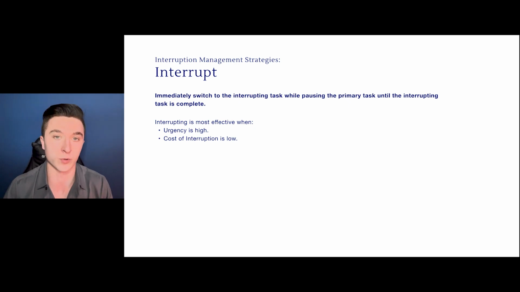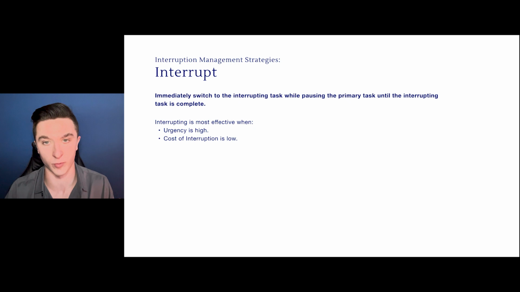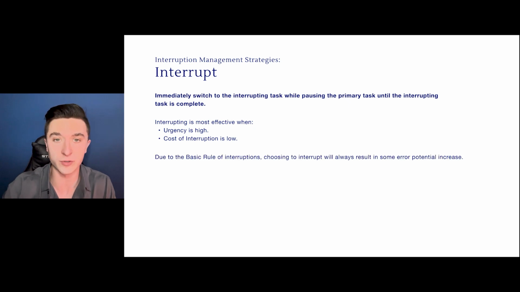So interrupting is the course of action that we typically think of when we visualize an interruption, right? We stop what we're doing to go handle whatever interrupted us, and then we come back to what we were doing before. However, we have to remember the basic rule of interruptions and error. Interrupting a task for any amount of time is always going to increase the likelihood for primary task error. So by choosing to interrupt, you are accepting some increase in the potential for error in your primary task. However, when the urgency is high and the cost is low, choosing to interrupt is often your least detrimental strategy.